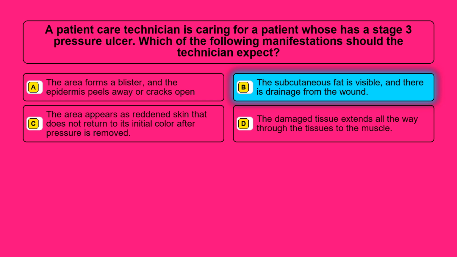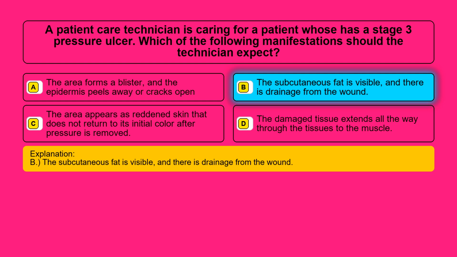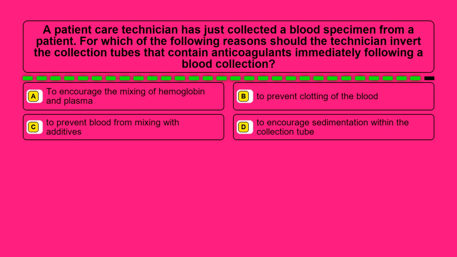The correct answer is option B, the subcutaneous fat is visible, and there is drainage from the wound. Question 71. A patient care technician has just collected a blood specimen from a patient. For which of the following reasons should the technician invert the collection tubes that contain anticoagulants immediately following a blood collection? Option A, to encourage the mixing of hemoglobin and plasma.